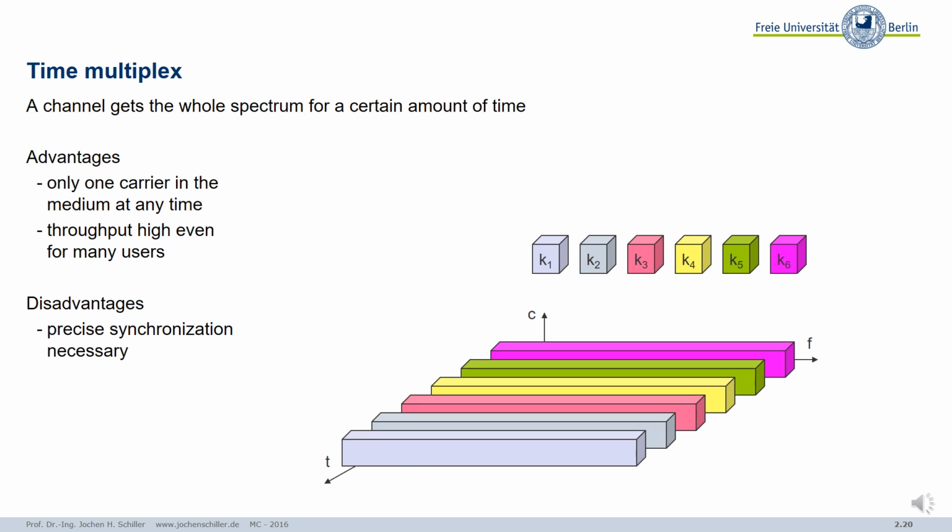This is why in all our classical fixed systems with wires we also use time multiplexing. You get the whole channel, the whole frequency range, only for a certain amount of time. This is exactly what we do on all normal LAN systems, etc. But we need precise synchronization. That's a little bit more difficult in wireless systems, as we will see. Time multiplexing. No big surprise, time and frequency multiplexing. And then we can combine both.